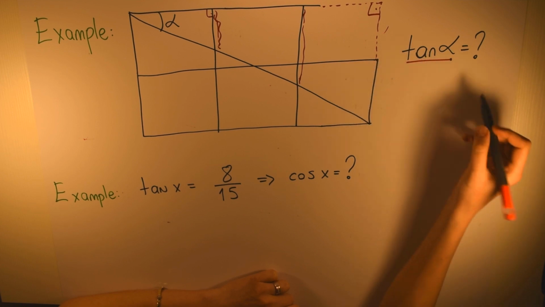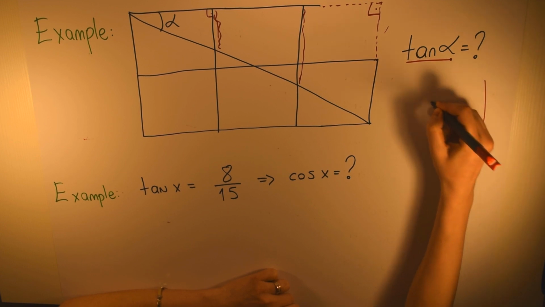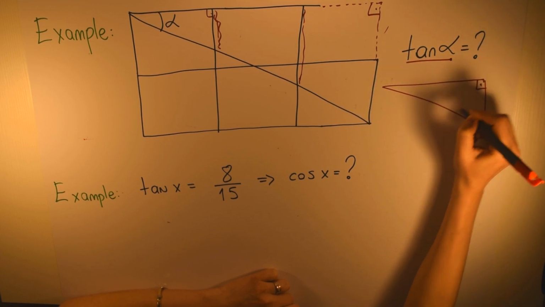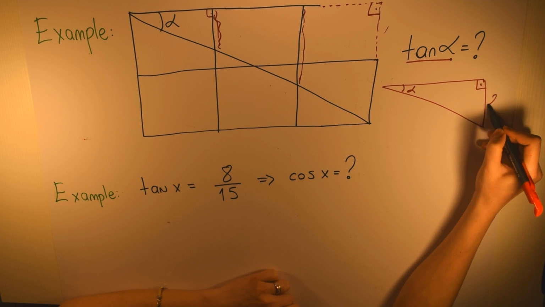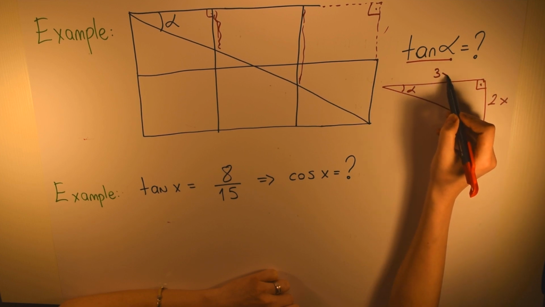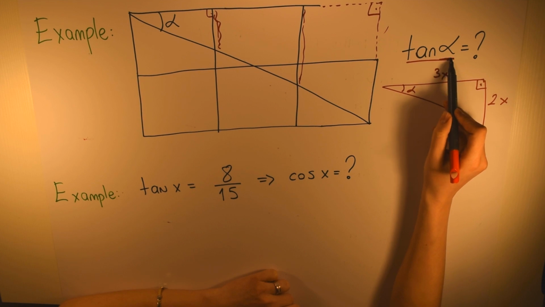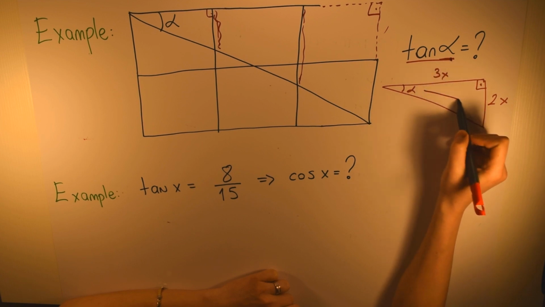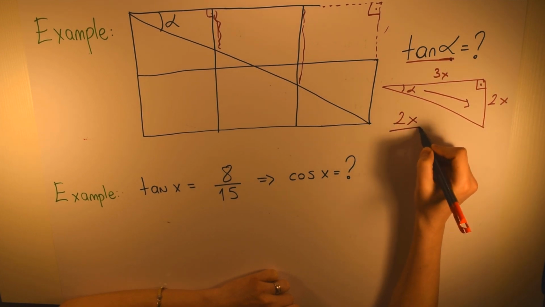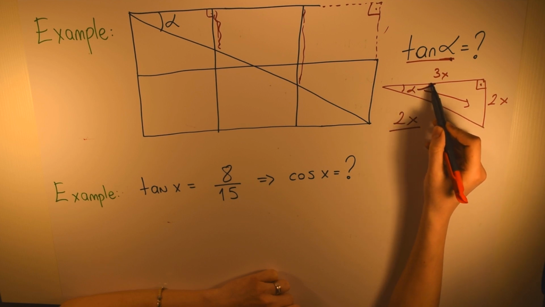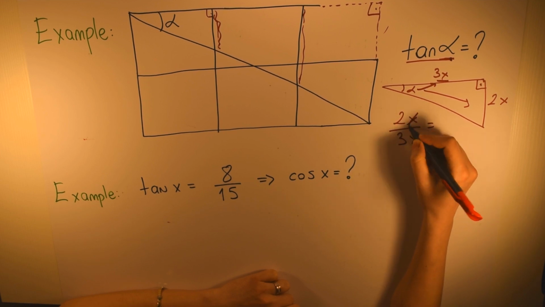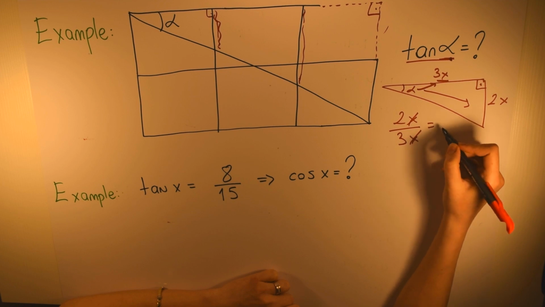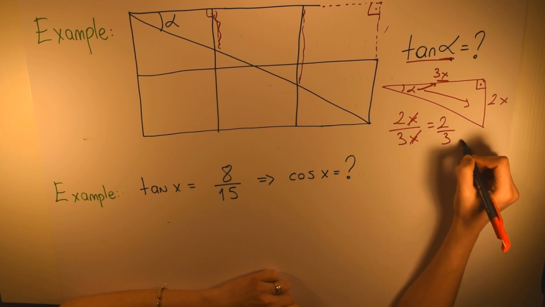So here, let me just draw here. So this is our 90 degrees, this is our angle alpha, and here we have, let's say, 2x, and this is equal to 3x. So tangent alpha is equal to opposite side over adjacent side. So our opposite side is 2x over our adjacent side, which is near this angle, 3x. So 2x over 3x, these x cancel out each other, and our tangent value is equal to 2 over 3.